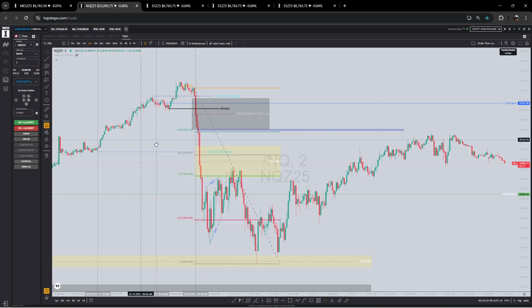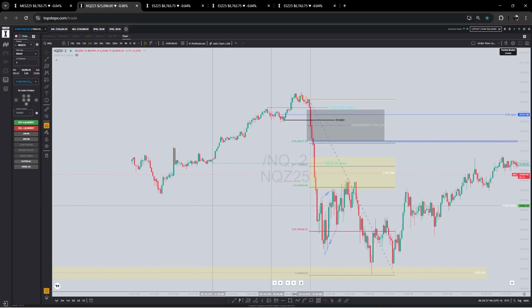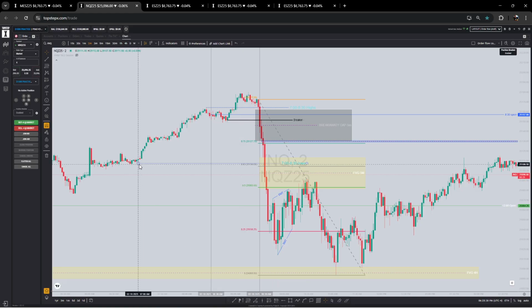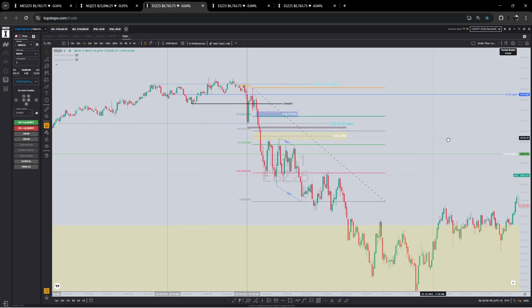So guys, as you already know, we begin our day by marking out the highs and lows between 7 o'clock and 8:30 a.m. So this was the low on NQ, the highs on NQ. And after we do that, we mark out the open, the 8:30 open, which was here, and the 12 o'clock midnight open, which was here. So we have 8:30 open here and 12 o'clock open here.